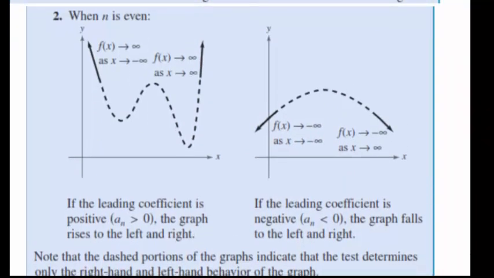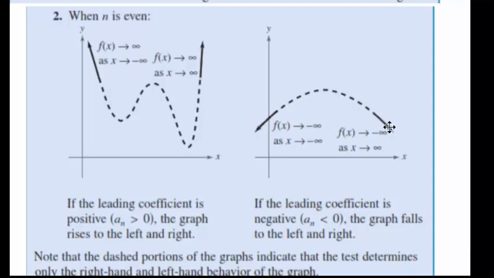There we go. So when it is even, so when your degree is 2, 4, 6, 8, whatever, these are the patterns that follow. So if it's positively oriented, notice both ends open up. And you can think back to a quadratic. If it was positive out front, it opened up. If it was negative, it opened down. So notice as x goes to negative infinity here, y goes to infinity. And when we look over here on this end, as x goes to positive infinity, y goes to infinity. So notice the y values go in the same direction with even degree polynomials.